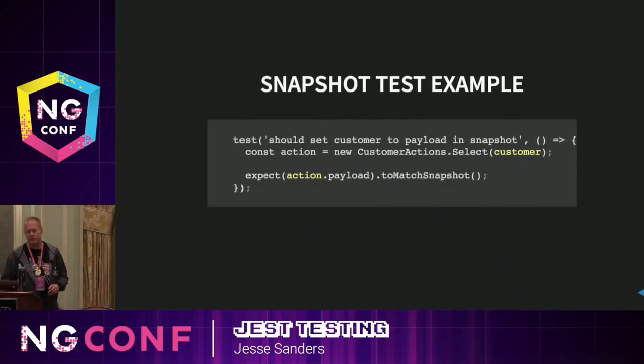So let's look at a snapshot test example here. This is the same exact test, slightly simplified, but we've got our customer action select with a customer, that data is defined somewhere else. And now all we have to do is say, expect my action payload to match my snapshot. So I don't have to actually go set up a whole bunch of data. I do have to set up a customer to pass in, but I don't have to sit there and maintain what it looks like and making sure everything matches exactly the same.